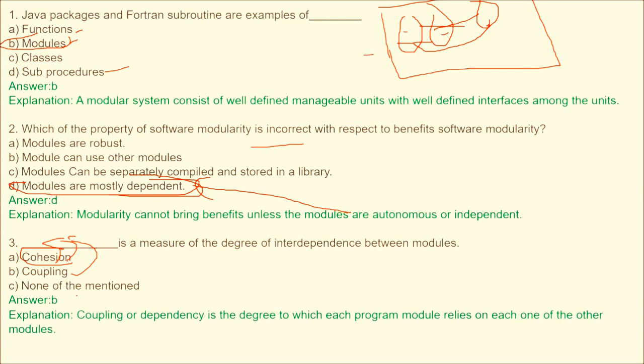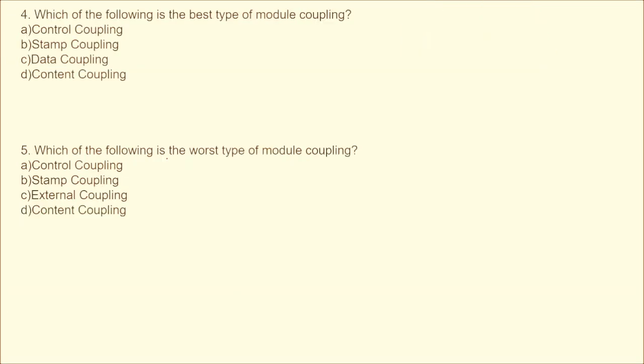And the answer is coupling, because we are talking about different modules. We have entities inside them. So the degree of interdependence between these modules is known as the coupling. And the coupling has to be minimum. Cohesion, the functional strength, has to be very strong. That is a good design idea.